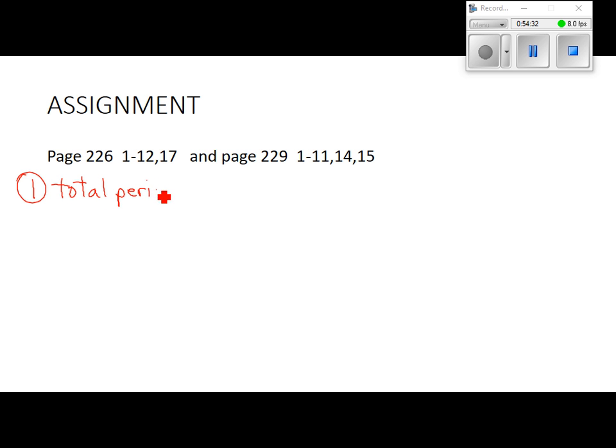So for problem number one, it says that Ed Cure invested $2,000 at 5.5% interest, compounded quarterly for 2 years. So if he's doing it quarterly, that's 4, and then 4 times 2 is 8. So that's the total number of periods.